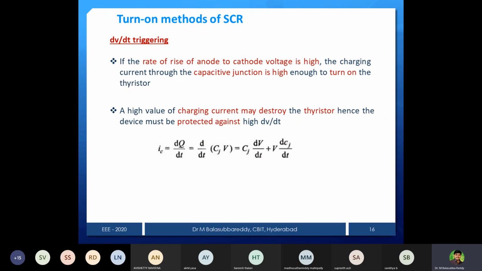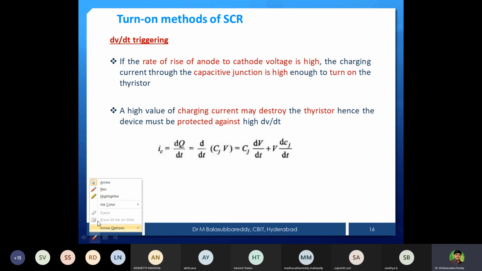This is the normal formula for capacitor current. Once the switch is closed, we can represent the rate of change of voltage like this: IC is equal to dq by dt, q is equal to CV, then apply the UV rule, and we get this relation. The capacitance will be constant across that device, so it is C into dV by dt, with C also constant. What is C here? The junction capacitance.